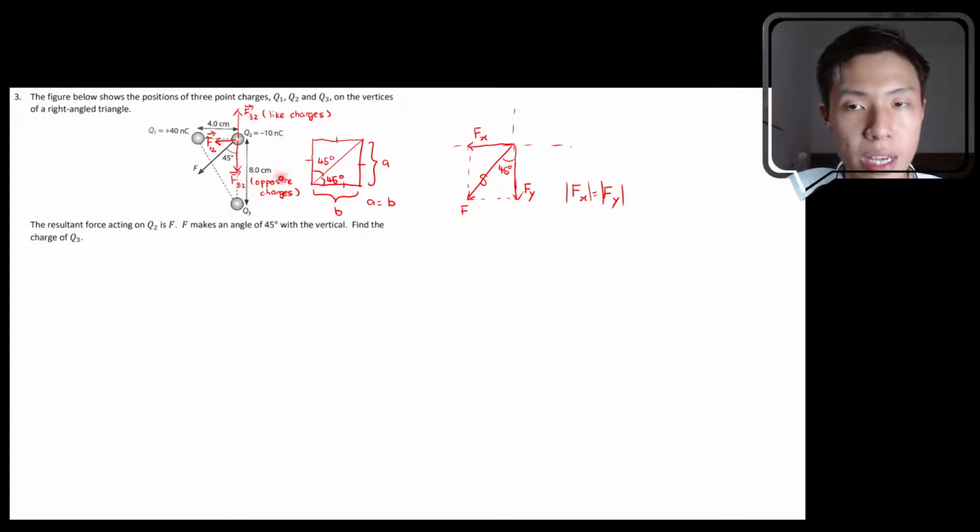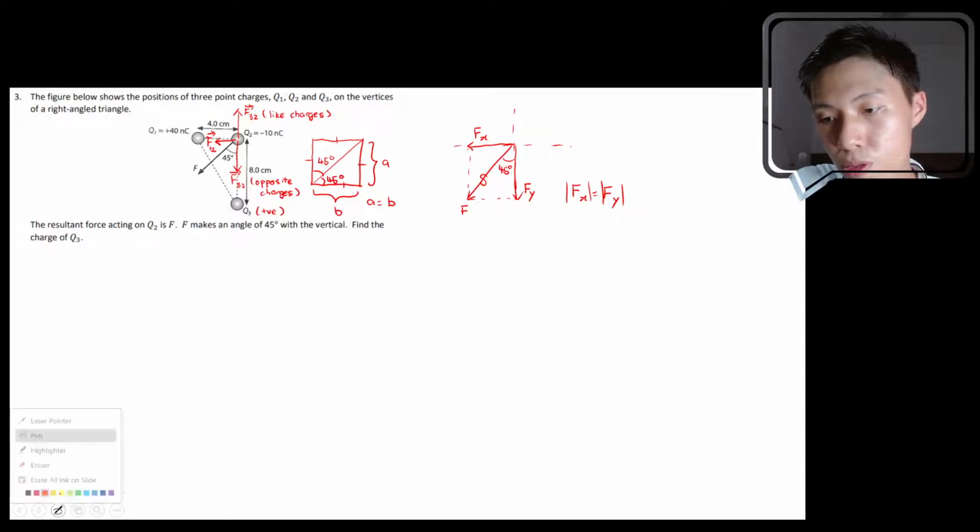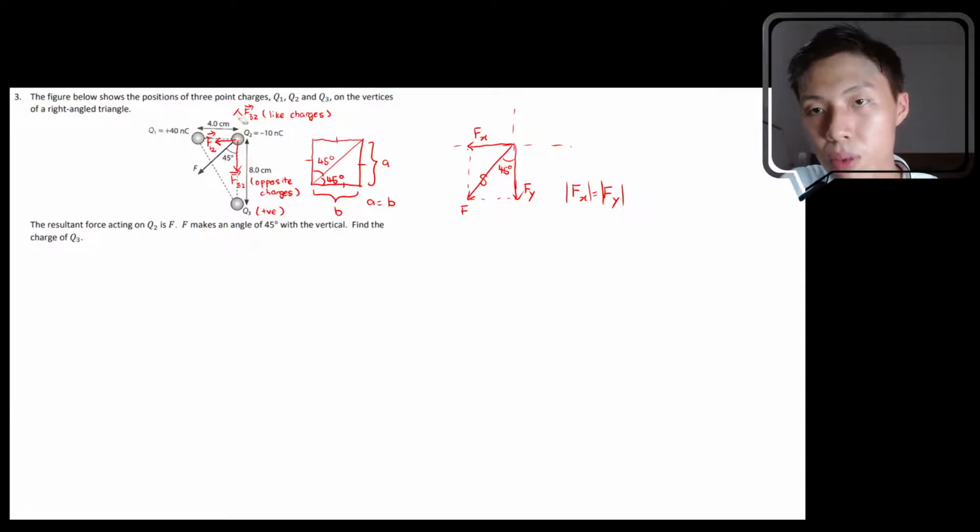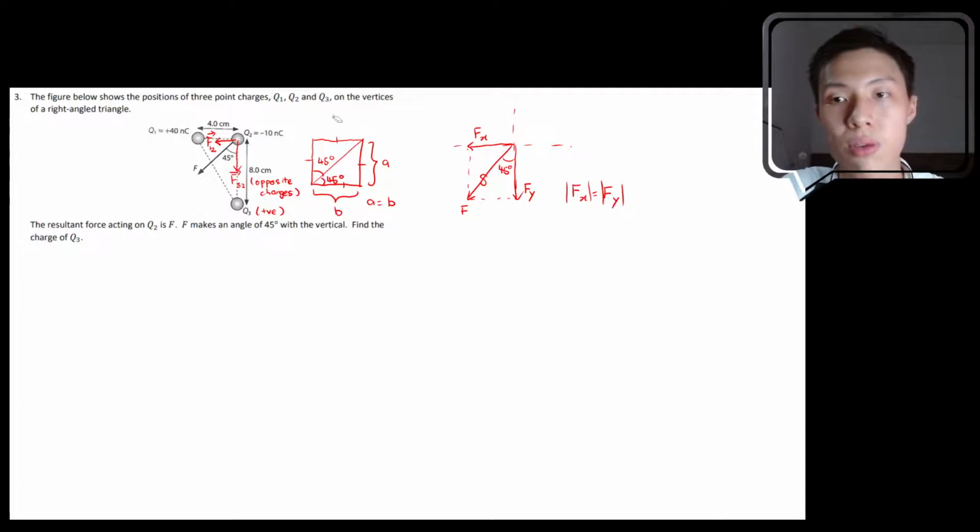And from there, we can infer that the charges of Q2 and Q3 are opposite. So if Q2 is a negative charge, we know that Q3 must be a positive charge. Okay, so I remove the one pointing upwards because that is not the correct force. The force should be pointing downwards.